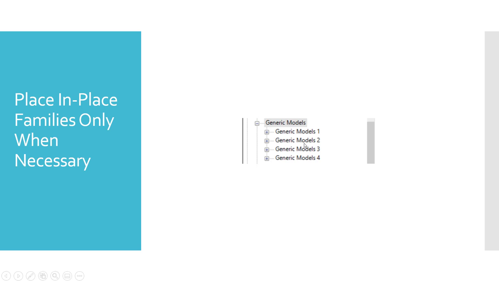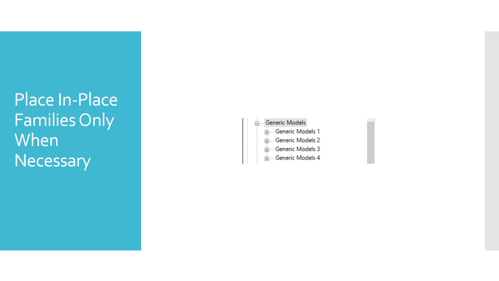The first bit is placing InPlace families. In this little image, you can see that I've placed a generic model, and then I copied it. So we have model 1, 2, 3, 4. Those are exactly the same. The problem is if I'm treating them like they need to be exactly the same, I would manually need to update each of them every single time.